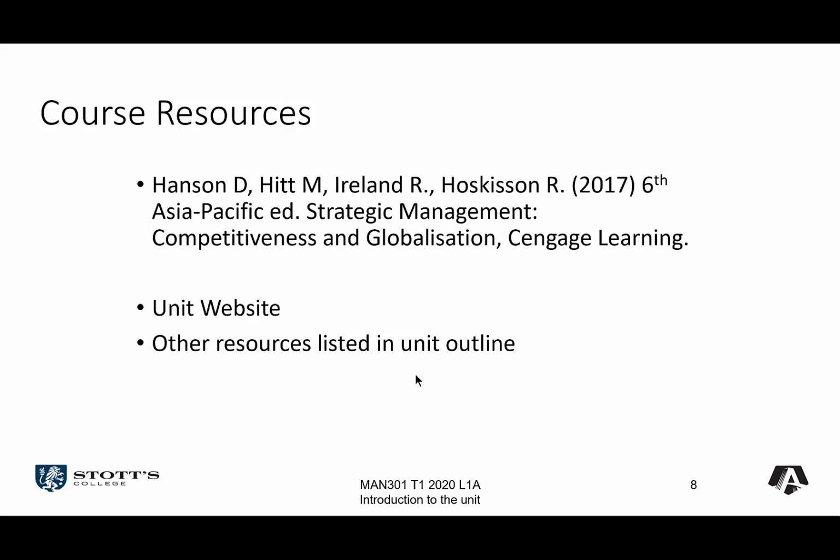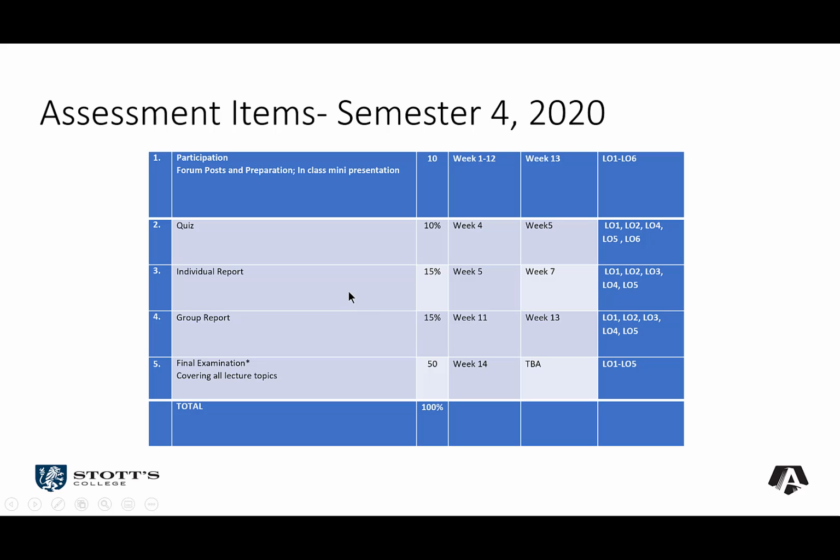We also use the textbook by Hansen, Hitt, Ireland, and Hodgkinson, Strategic Management, Competitiveness and Globalization. That's available in your library of your campus. It's also available online. It's fairly easy to get online. There's lots of copies of that available. Even second-hand copies are available.